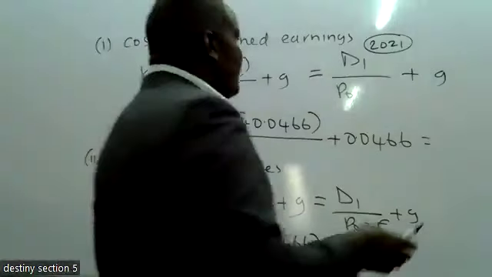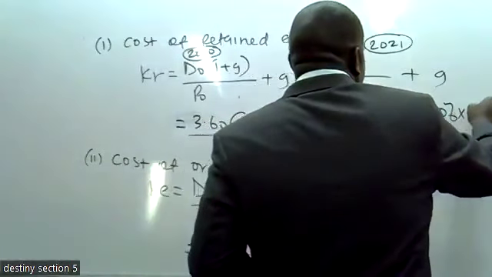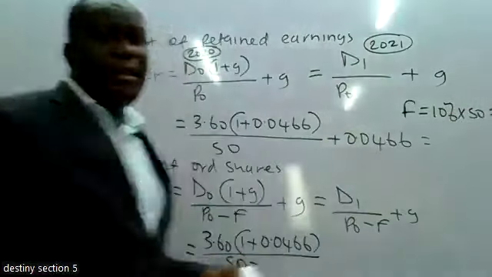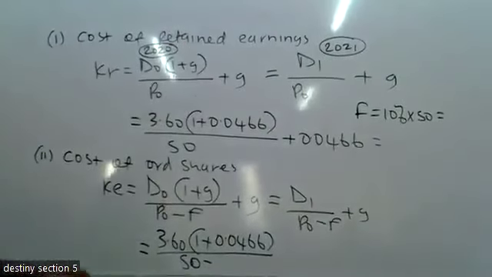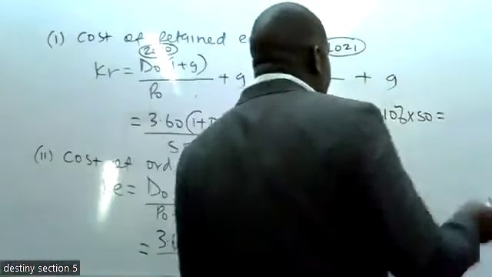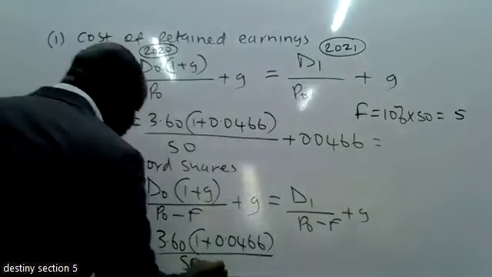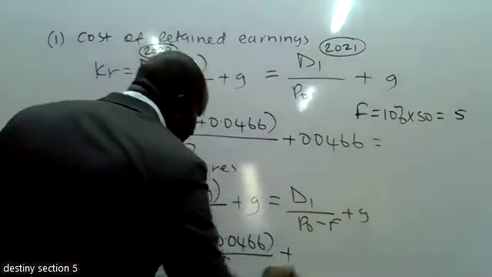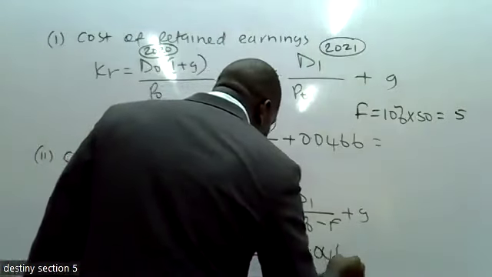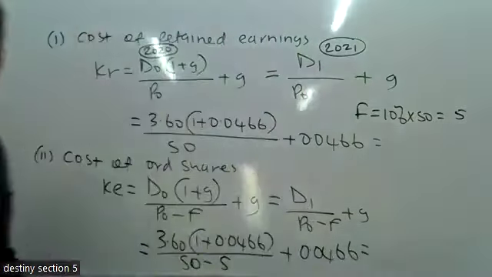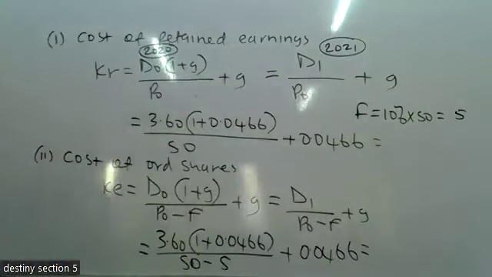So 10% of the issue price, that is the flotation cost. You simply get 10% of the 50 shillings. 10% of 50 is the same as what? The same as 5. So you subtract 5, then express it as a percentage.